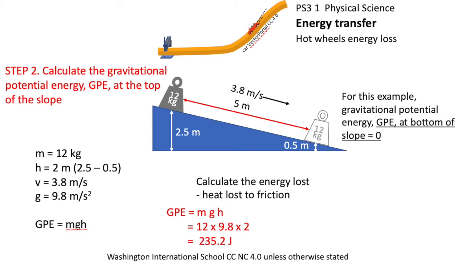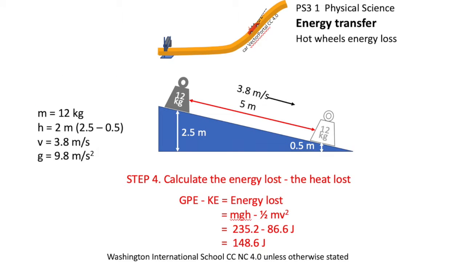Then calculate gravitational potential energy. In red you can see it's mass times the gravitational constant times the height. That's the height that it goes through, not the height that it starts at. So that's why we've got 2, because it's 2.5 minus 0.5 of a meter, and it gives the answer in joules. The gravitational potential energy at the bottom of the slope will be 0.